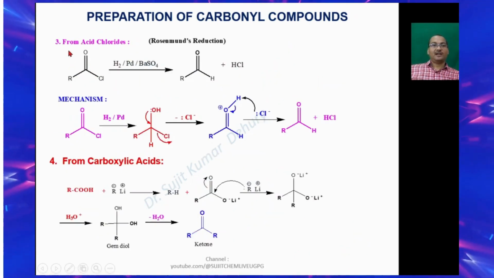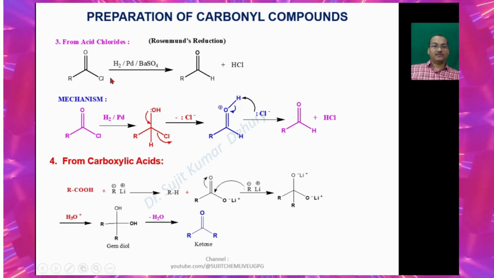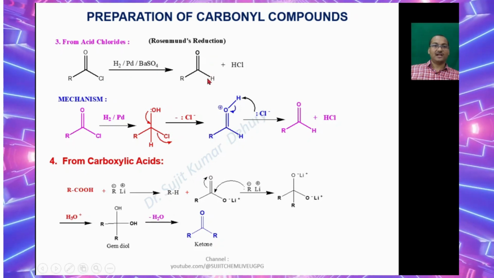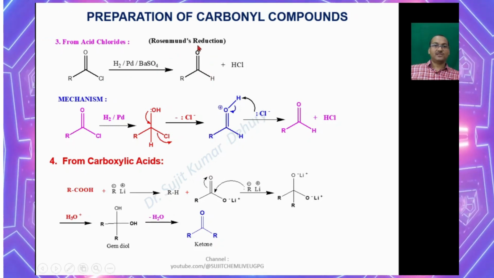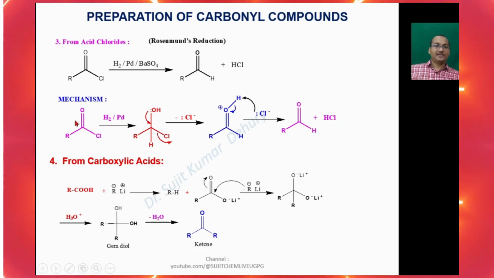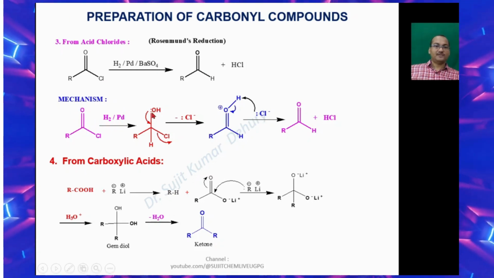Similarly, we can prepare carbonyl compounds from acid chloride. Acid chloride reacts with hydrogen, palladium, and barium sulfate, giving rise to an aldehyde. This is otherwise known as Rosenmund's reduction. In the presence of hydrogen and palladium, this C=O group will be converted to OH.